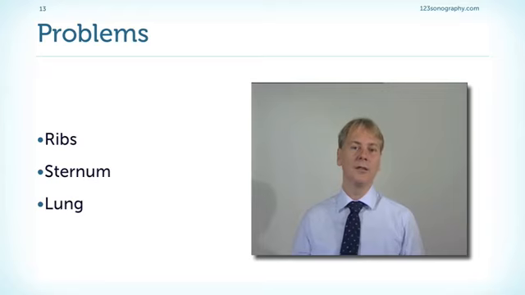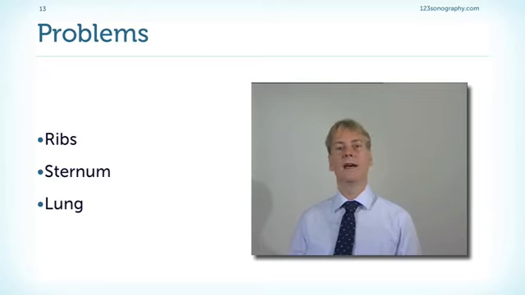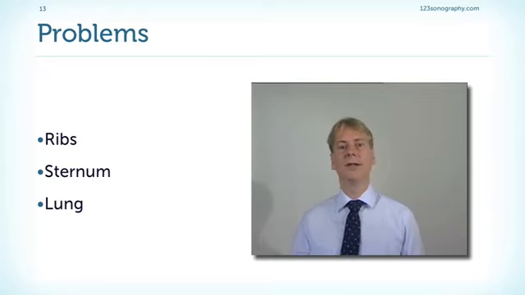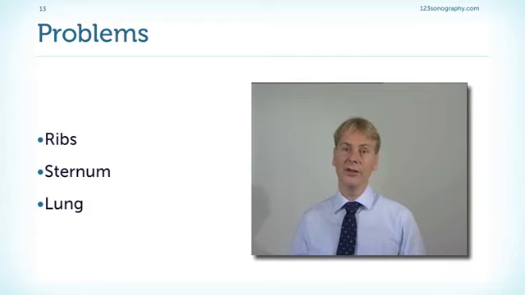So the problem with imaging the heart is that we have the ribs, the sternum, and the lungs, which can obscure your view to the heart. It's also very important to get good skin contact. Let's see how we can achieve good skin contact.